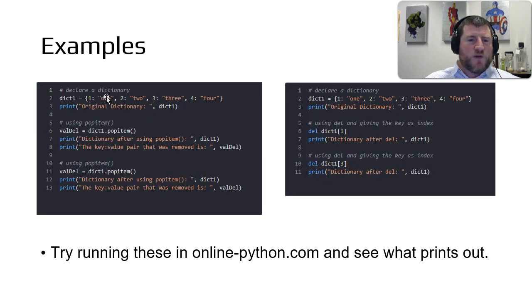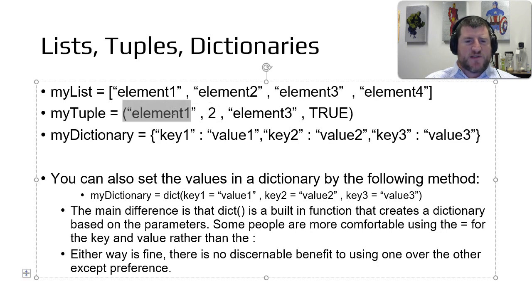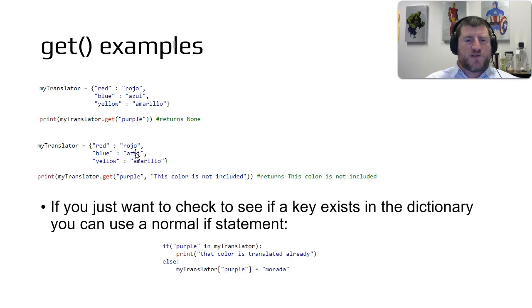1:1, 2:2. But when you're using the items, it's going to print it out more like a tuple, with parentheses, comma, the other item, right? So in the parentheses, this is going to be the key, and this would be the value if you were using the items.